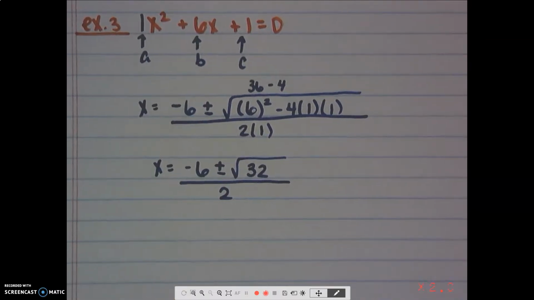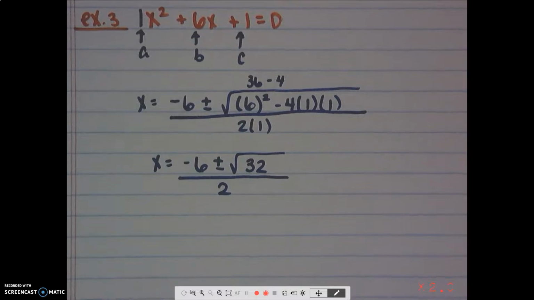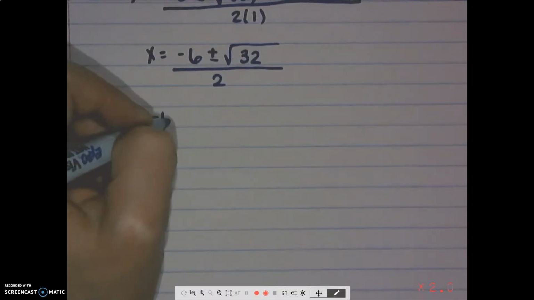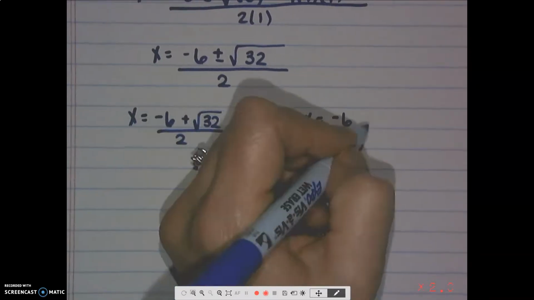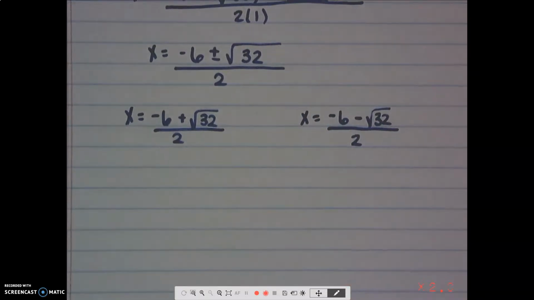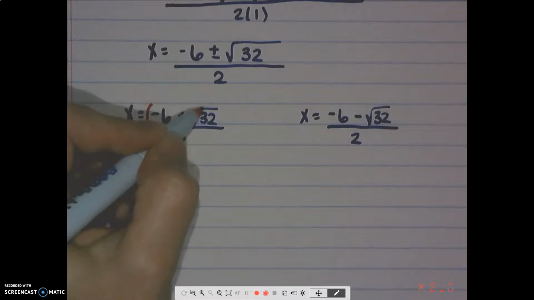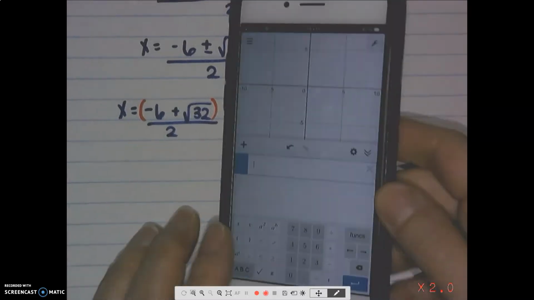Now, the square root of 32 is not a nice, easy number. 32 is not a perfect square. So I'm going to show you on this one how we're going to split it up, and we're going to just type it in Desmos. So we either have x equals -6 plus the square root of 32 over 2, or x equals -6 minus the square root of 32 all over 2. Again, keep in mind that you need to put parentheses around the numerator. Those are what we call implied parentheses to make sure that this works properly.